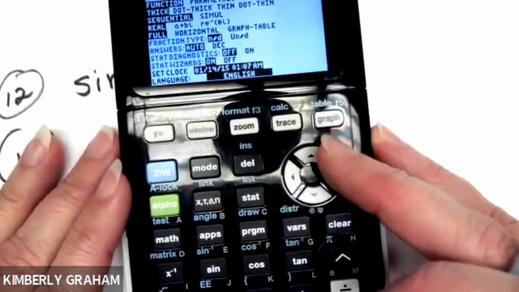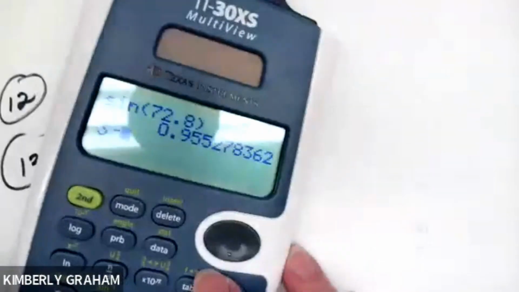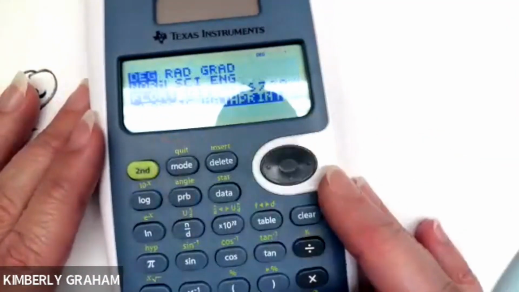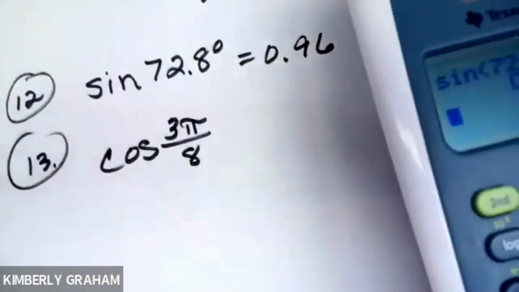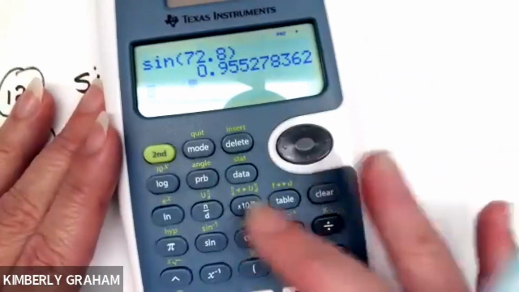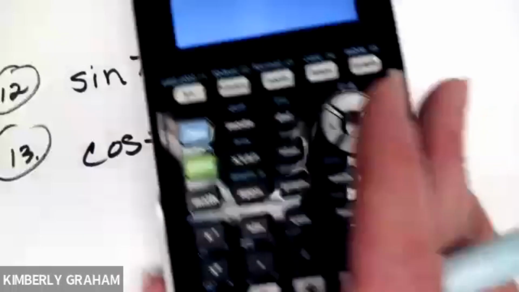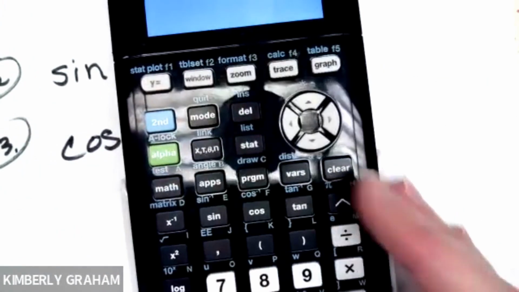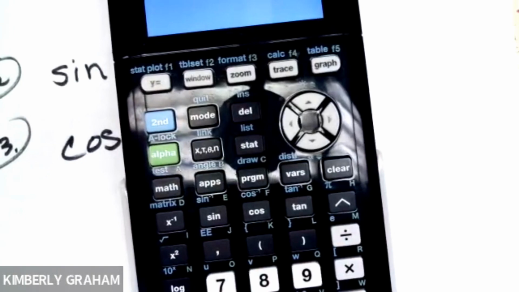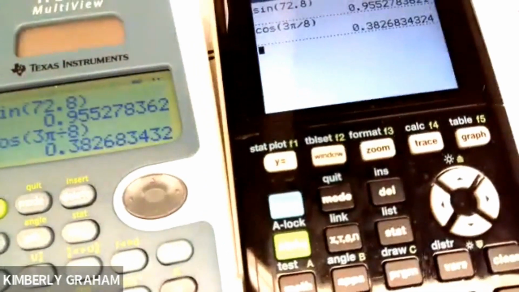I'm in radians, so I'm going to go to my mode on the calculator. Down there, we're in radians. And then here, mode, radians. And I want cosine of 3 pi over 8. Cosine of 3 pi divided by 8. So here, cosine of 3 pi divided by 8. And that is approximately 0.38.